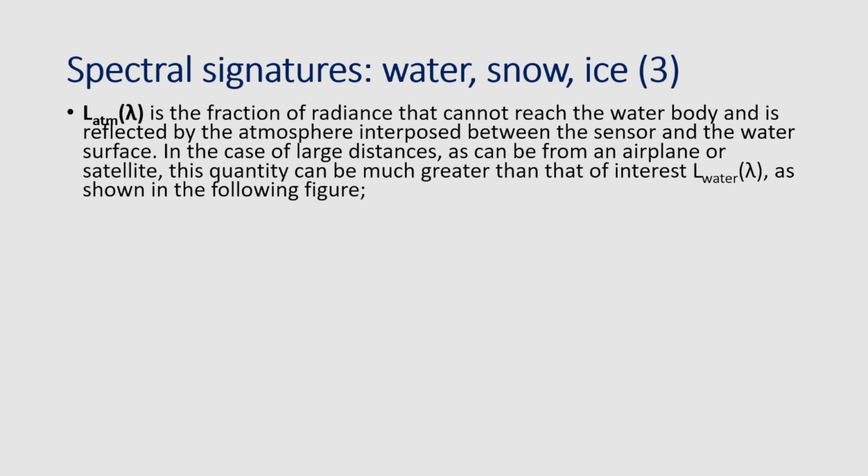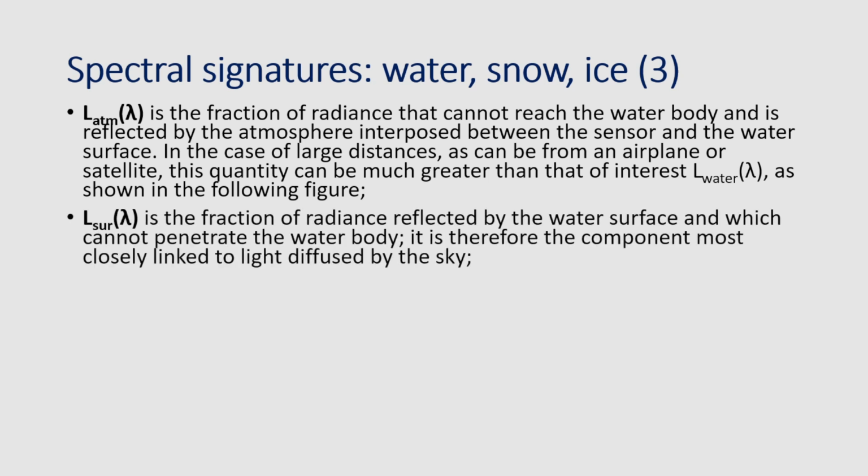that cannot reach the water body and is reflected by the atmosphere interposed between the sensor and the water surface. In the case of large distances, as can be from an airplane or satellite, this quantity can be much greater than that of interest, L water, lambda, as shown in the following figure. L sur, lambda, is the fraction of radiance reflected by the water surface and which cannot penetrate the water body. It is therefore the component most closely linked to light diffused by the sky.